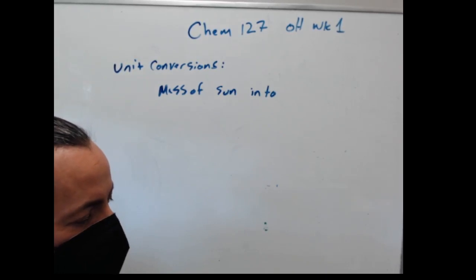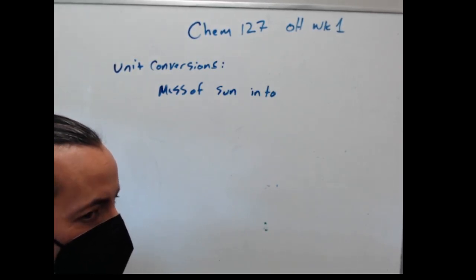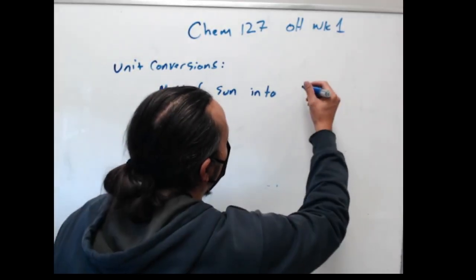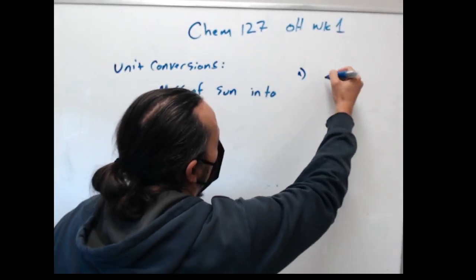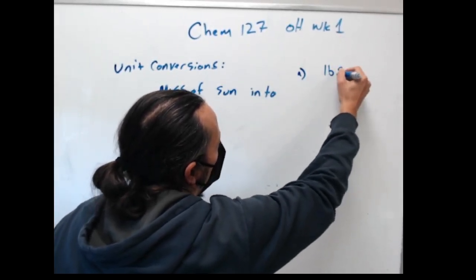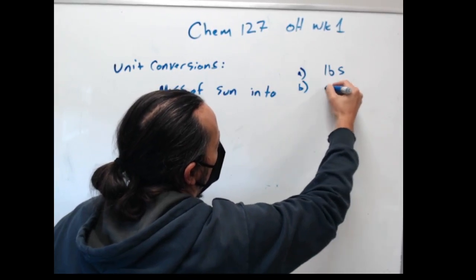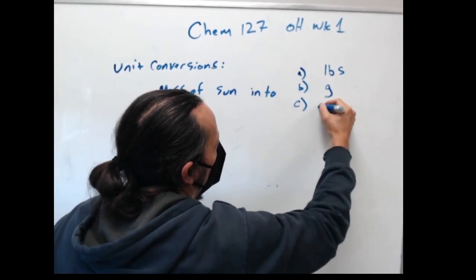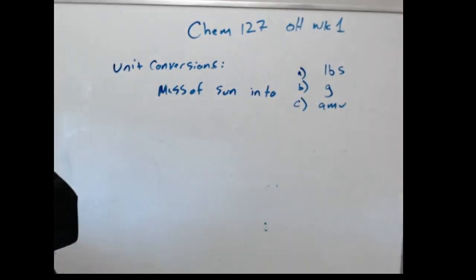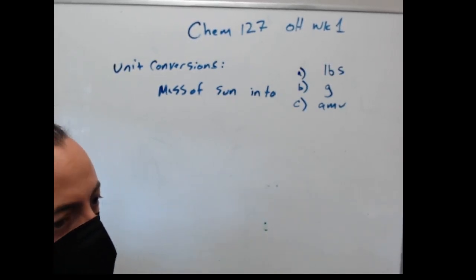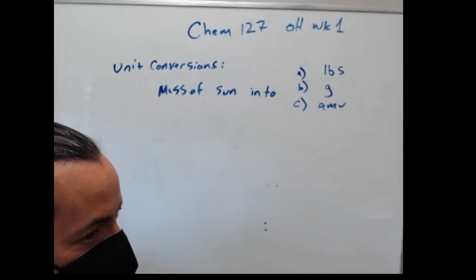The mass of the sun. Okay, how silly should it be? Let's do it into 3 different things. Let's do it into pounds. Let's do it into grams. And let's do it into AMU. The mass of the sun in AMU, all of these are going to be silly.